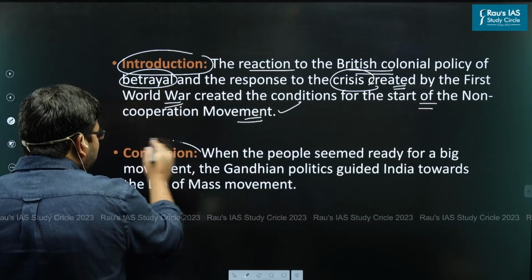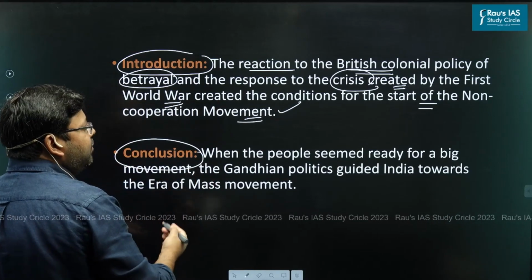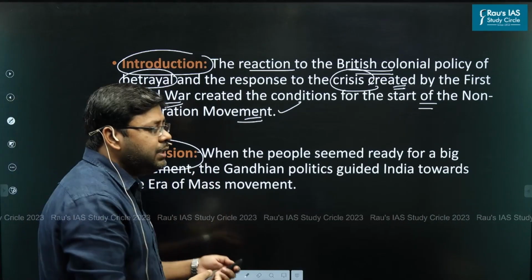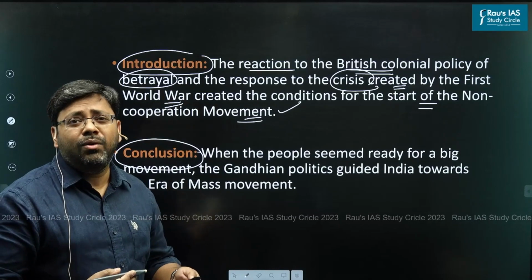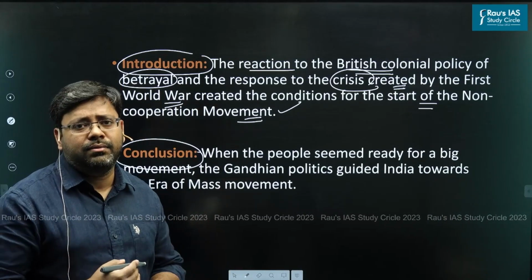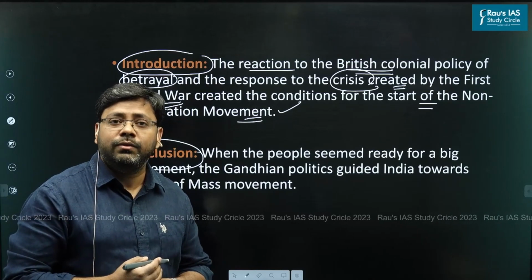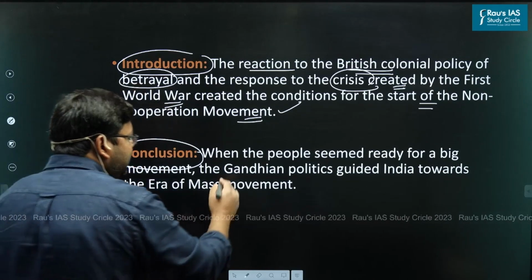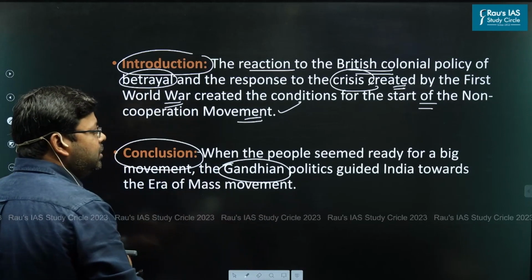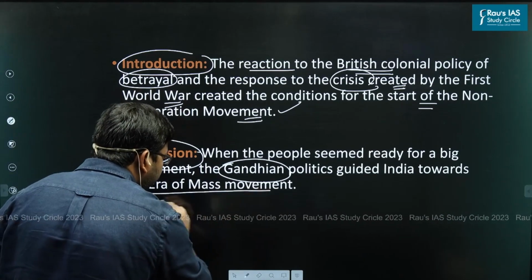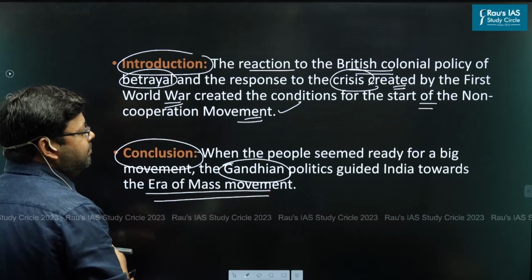In conclusion, can we not say that when the First World War and the British colonial policy had already created such a massive political churning in India, at this stage the Gandhian movement was already on the rise, and Gandhiji guided us towards the era of mass movement for the first time.